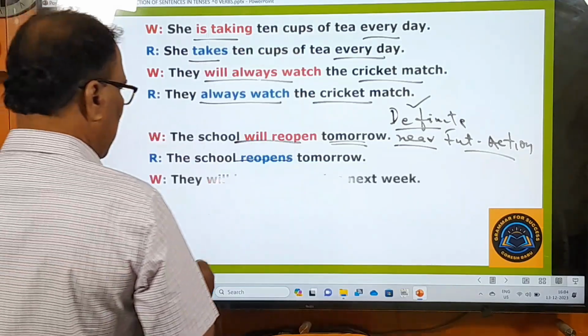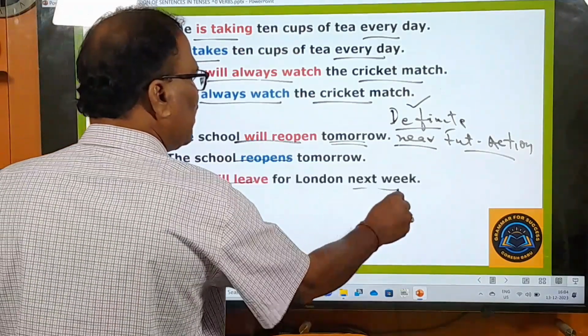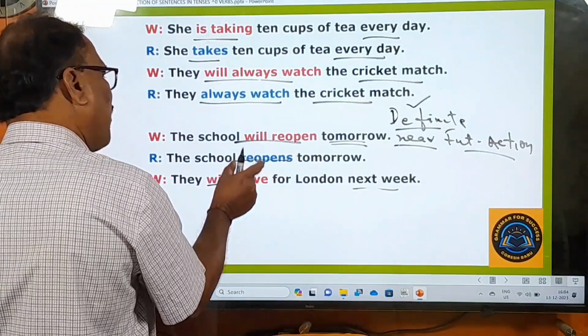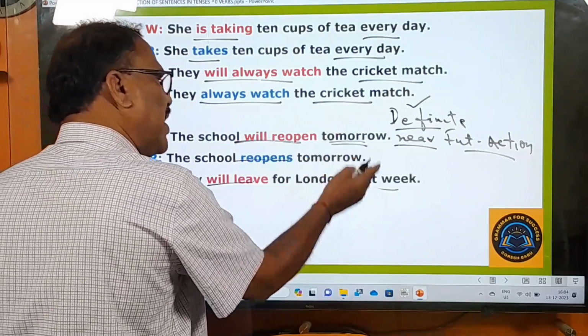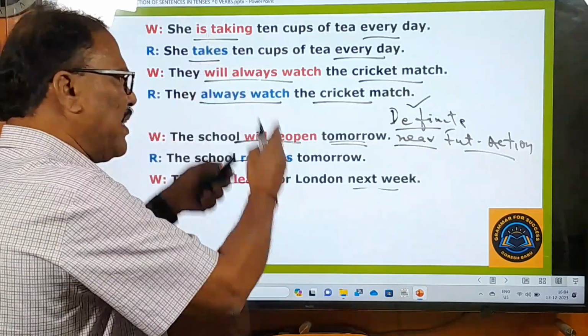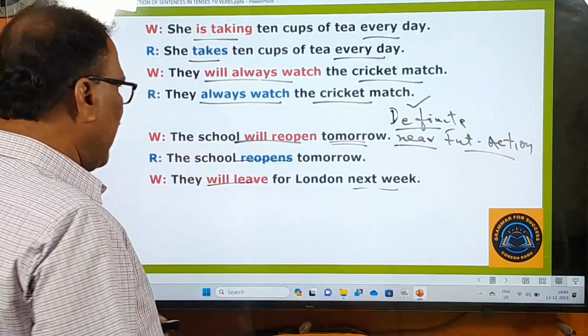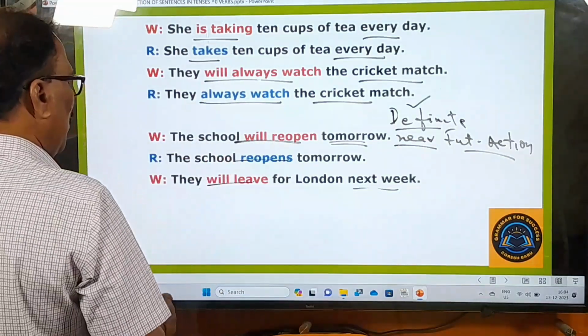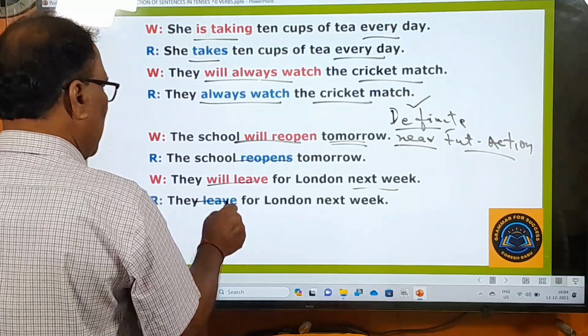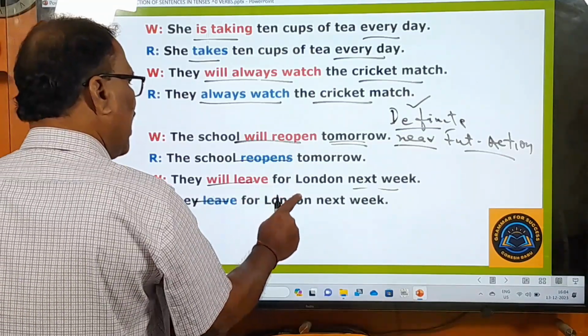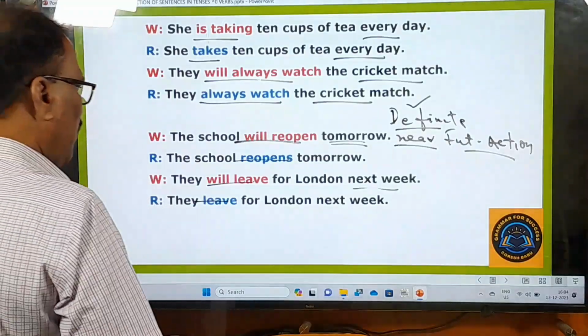And the next example: they will leave for London next week. This action of their leaving for London is taking place next week. It's a definite near future action, and that's why it has to be expressed only in the simple present tense: they leave for London next week. And one more example is here.